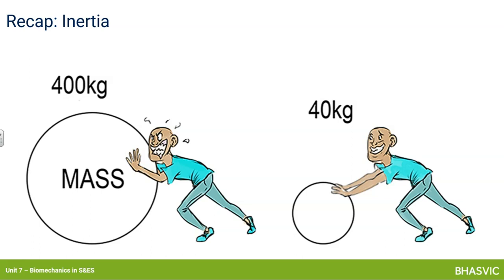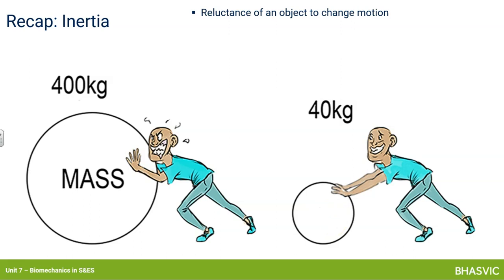Inertia is the resistance of any object to change motion, whether that object is stationary or whether that object is already in motion. And hopefully from 7.1, you understand that inertia is directly proportional to an object's mass. So an object which has a large mass has a higher inertia, and an object which has a small mass has a smaller inertial value.